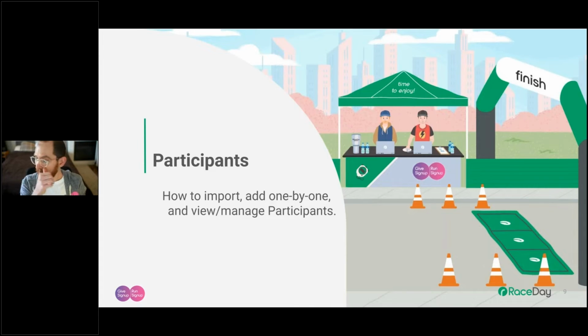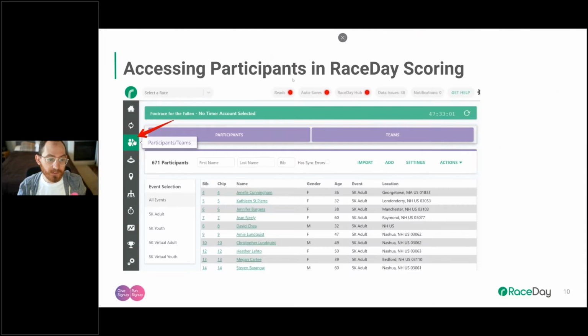Okay, so let's talk about participants. How to import them, add them one by one, and view and manage participants. In RaceDay scoring, once you get things loaded, you'll see a series of tabs on the left here, and there's this little people icon for participants and teams. You can click that to see all the participants that are in this race.